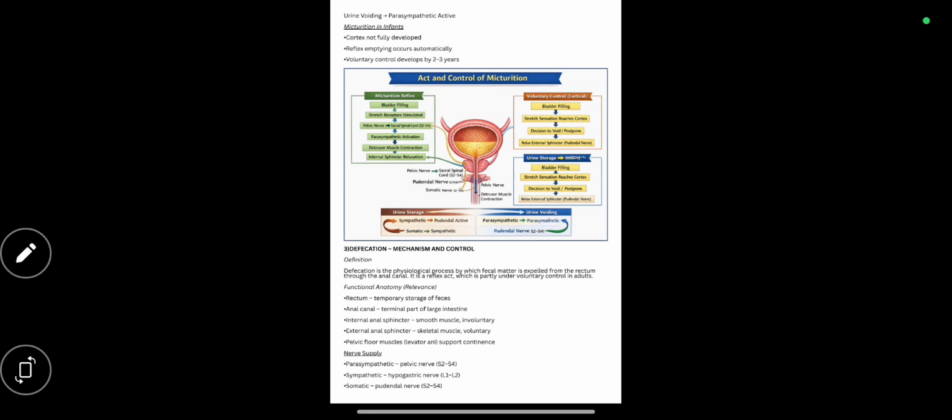The rectum is a temporary storage place, and the anal canal is the terminal part of the large intestine. The internal anal sphincter is smooth muscle and involuntary. The external anal sphincter is skeletal muscle and voluntary. The pelvic floor muscle, levator ani, provides support and continence. Coming to the nerve supply, we have parasympathetic, sympathetic, and somatic, again the same three nerves: the pelvic nerve, the hypogastric nerve instead of the sacral nerve, and the somatic pudendal nerve.